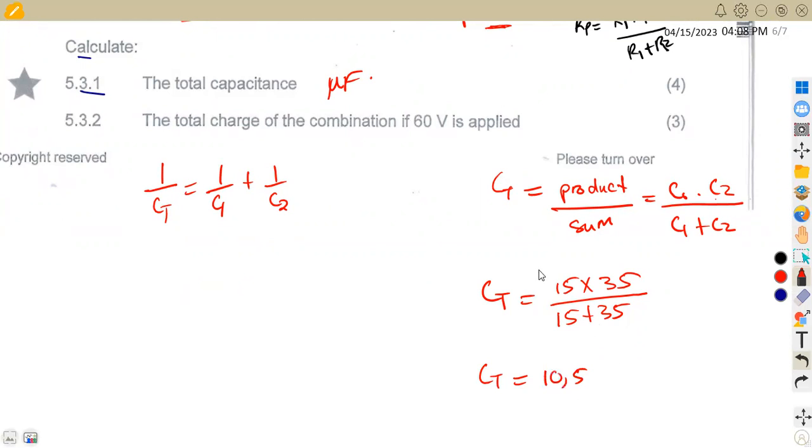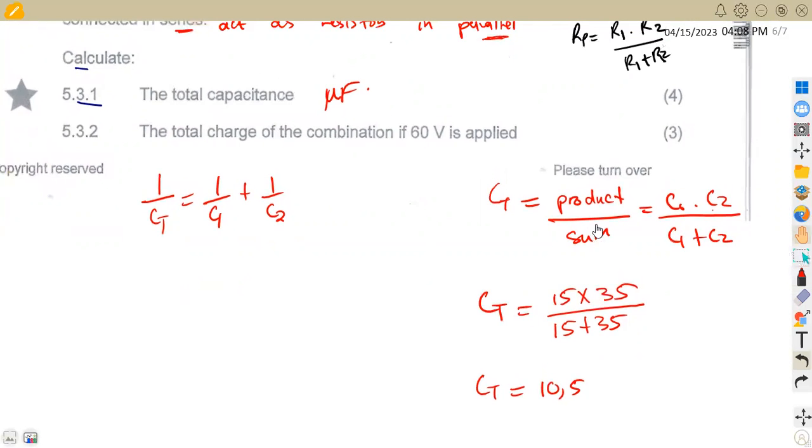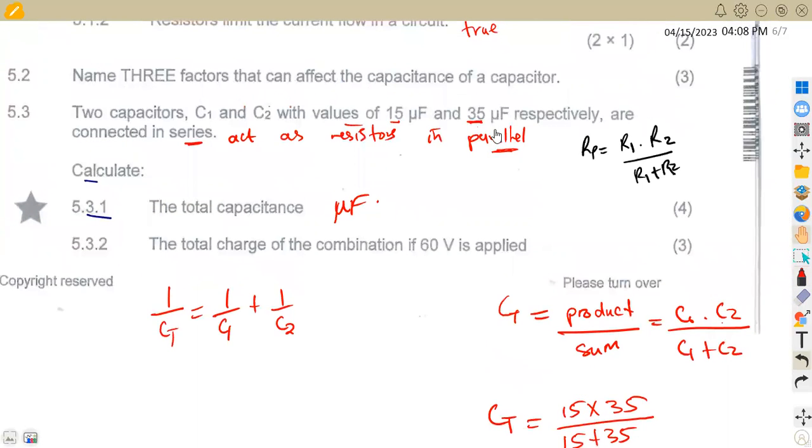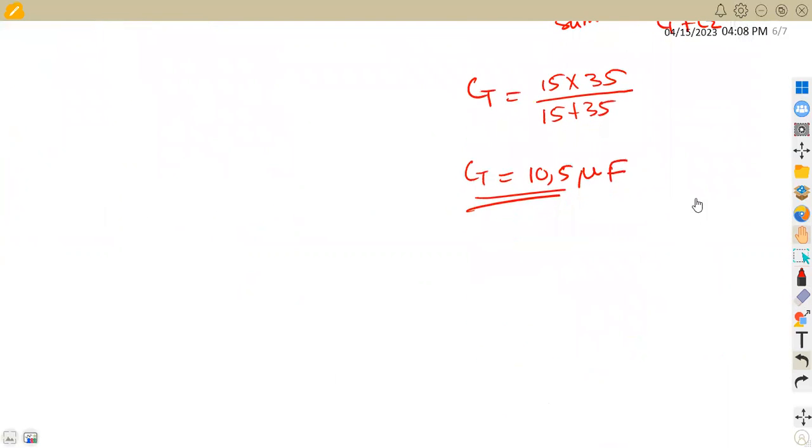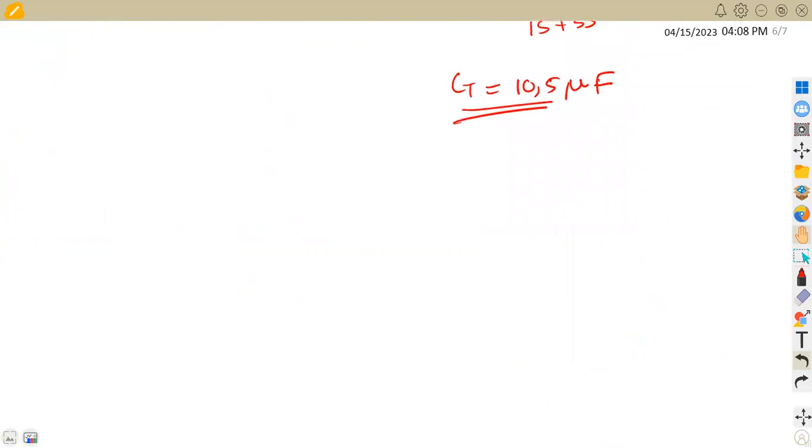So that's 10,5. But remember, the values here were in microfarads, so this answer is also going to be in microfarads. So that's our CT, 5.32. Now the total charge of the combination if 60 volts is applied. We have applied 60 volts, which means we now have the total voltage and the total capacitance, which is 5.32.